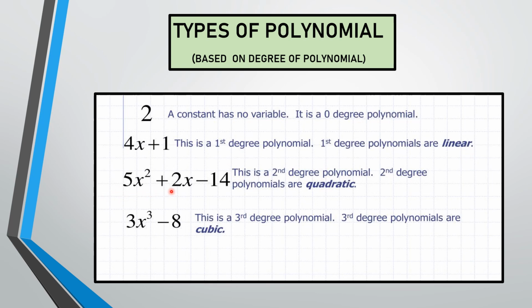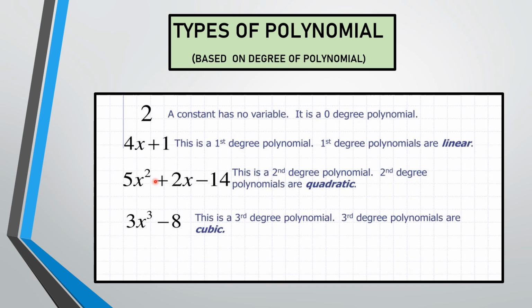Next comes 5x square plus 2x minus 14. The variable here is x and the largest power of x is 2. So these types of polynomials are called quadratic polynomials or second degree polynomials. Next comes 3x cube minus 8. This is a third degree polynomial. Third degree polynomials are also called cubic. Why is it a third degree polynomial? The maximum power of the variable is 3. So it is called a cubic polynomial.